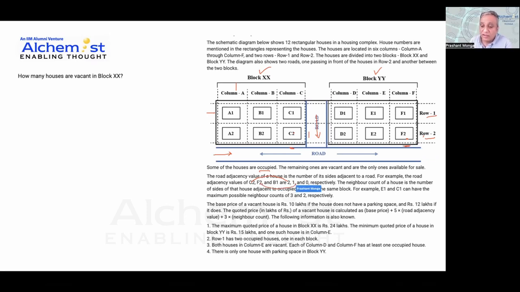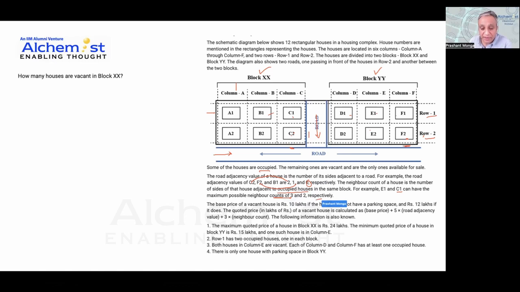The neighbor count of a house is the number of sides of that house adjacent to an occupied house. For example, E1 can have 1, 2, and 3 neighbor counts. Maximum neighbor count could be 3. So it's the number of occupied houses, not vacant houses. And C1 can have a maximum of this. So B1 and C2 can be 2.